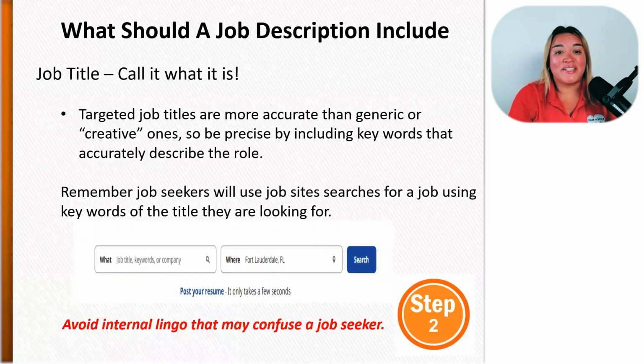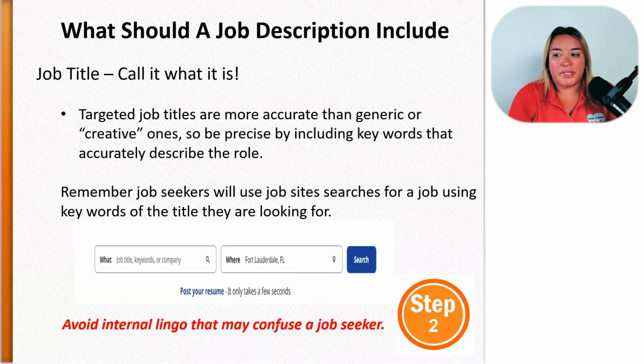It all starts with a title. Let's call it what it is. Targeted job titles are more accurate than generic or creative ones. So if it is a salesperson that you're hiring, call it a salesperson. If it's an accounting person that you're looking for, let's call it an accounting person. If it's an HR person that you're looking for, let's call it an HR or payroll person. Try to avoid internal lingo that may confuse a job seeker.